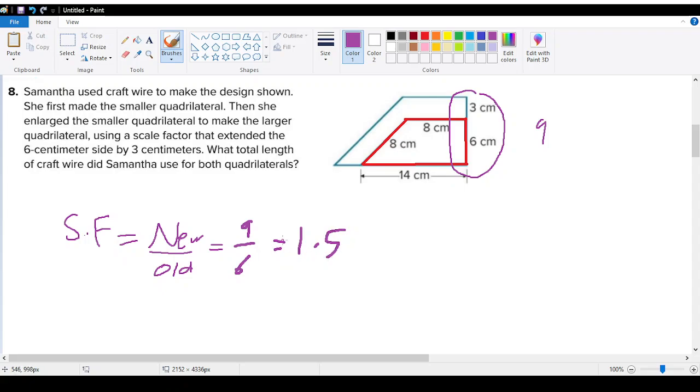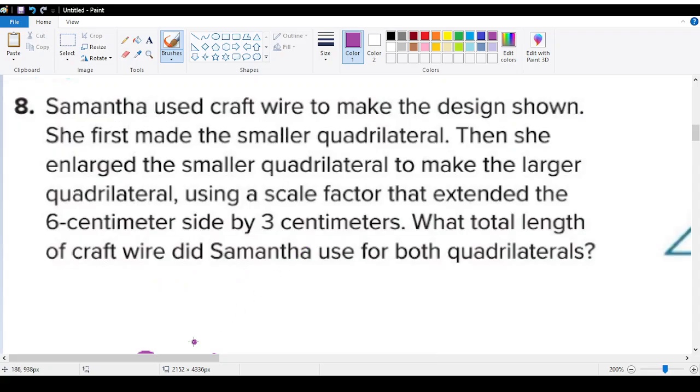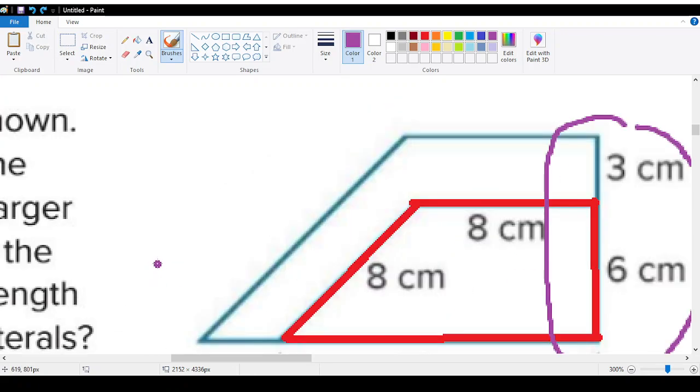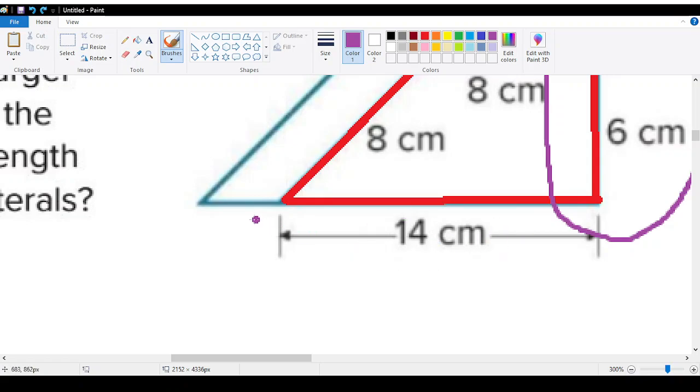We will use it to know the dimension of everything. Okay? Now, this was 6, so I multiply it and it became 9. Or you can just find the increment. This was 6, add 3, which is half of the 6, right? Now, if this was 14, how much is this going to be?